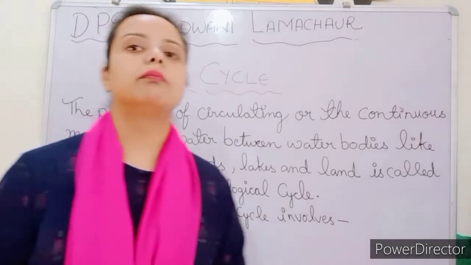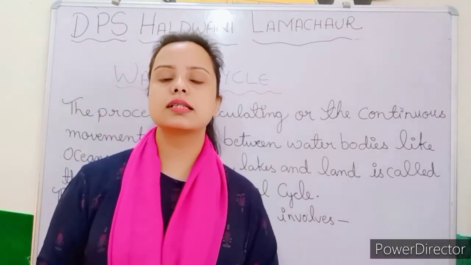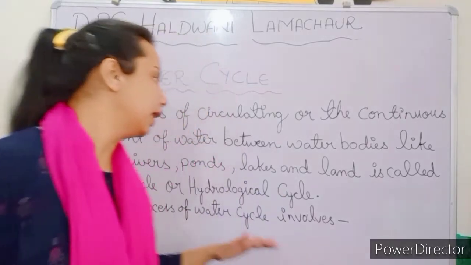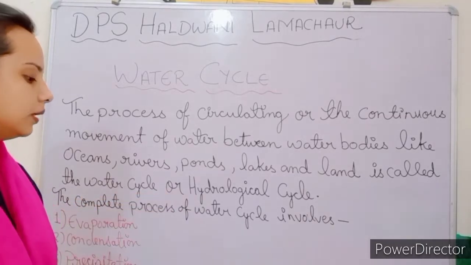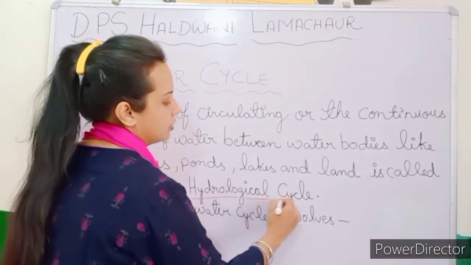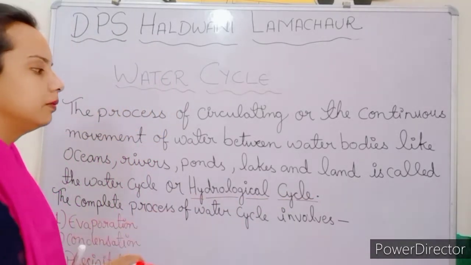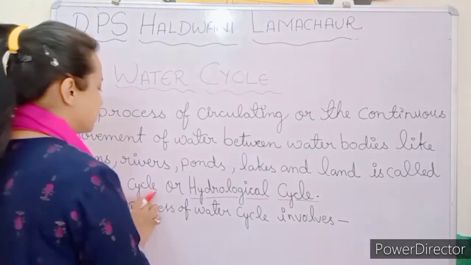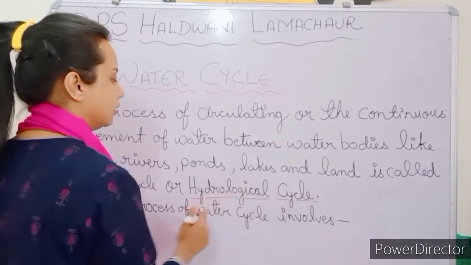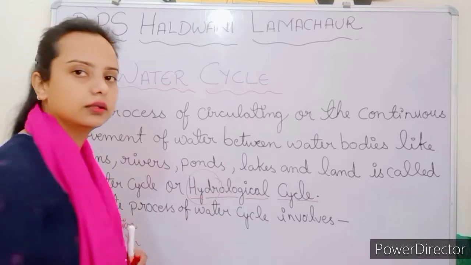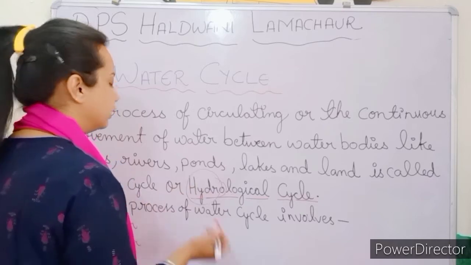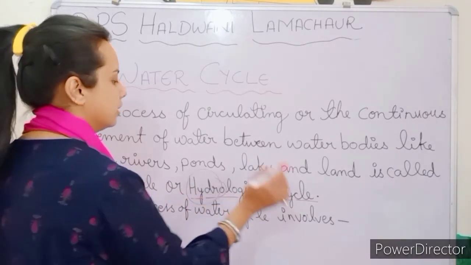So it is a complete circulating process, the movement of the water between the water bodies. Okay, and this water cycle is also known as the hydrological cycle. So please remember this word, that water cycle is also known as hydrological cycle. The word hydro means water, okay, that's why the another name of the water cycle is the hydrological cycle.